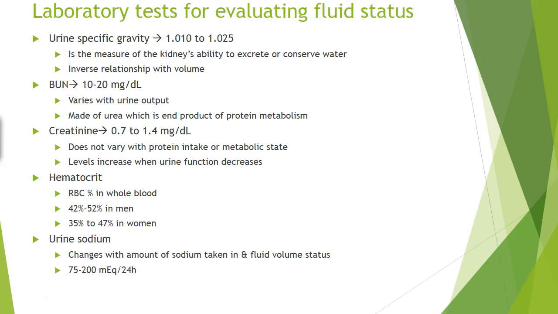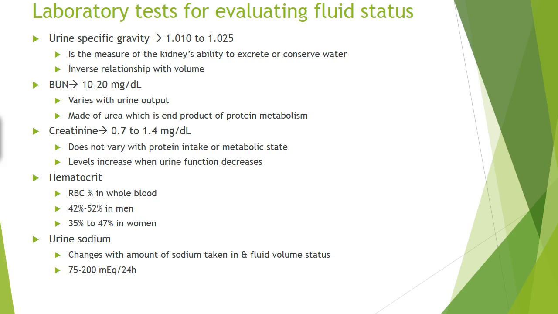Things that can decrease a BUN are end-stage liver disease, a low-protein diet, starvation, SIADH, and pregnancy. Basically any condition that results in expanded fluid volume. Now your creatinine, that is your best indicator of kidney function because it does not vary with protein intake or metabolic state. It only increases when your kidney function decreases. So creatinine is your best indicator.